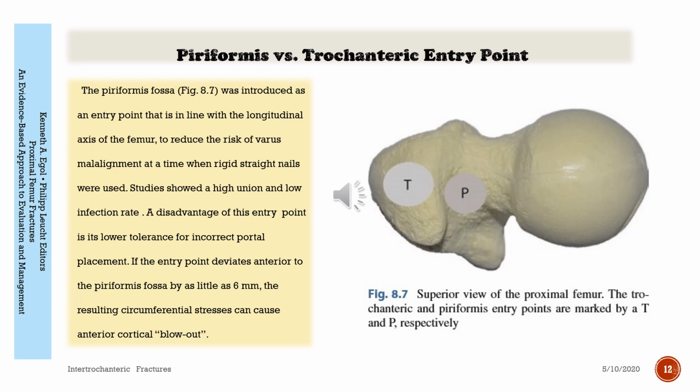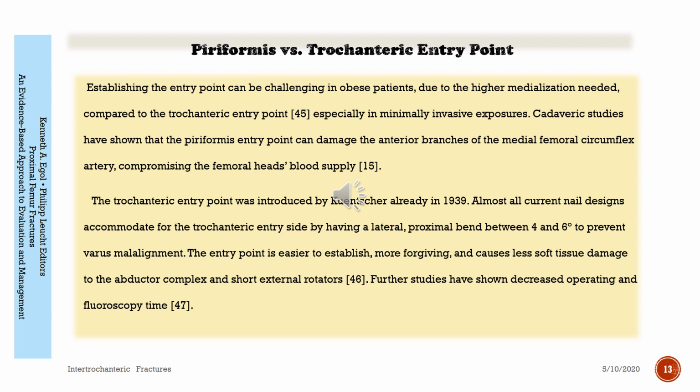If the entry point deviates anterior to the piriformis fossa by as little as 6 mm, the resulting circumferential stresses can cause anterior cortical blowout. Establishing the entry point can be challenging in obese patients, due to the higher medialization needed. Compared to the trochanteric point, especially in minimally invasive exposures, cadaveric studies have shown that the piriformis entry point can damage the anterior branches of the medial circumflex artery, compromising the femoral head's blood supply.